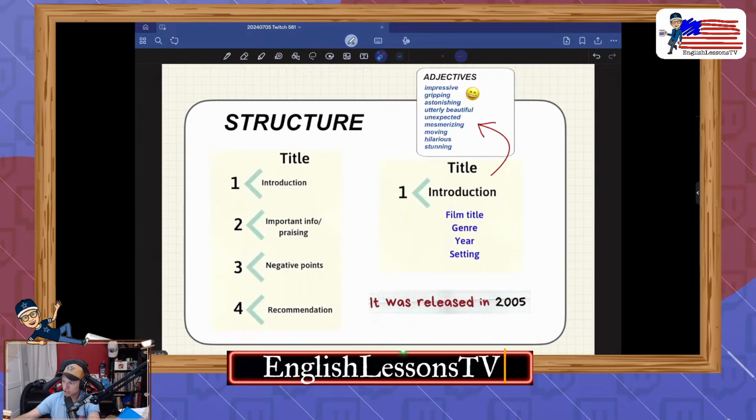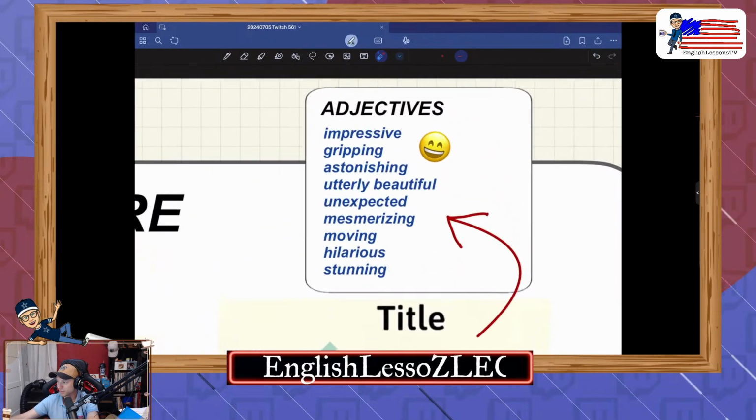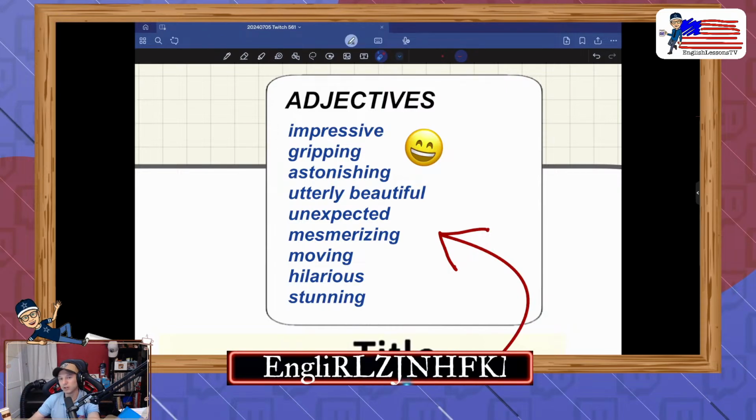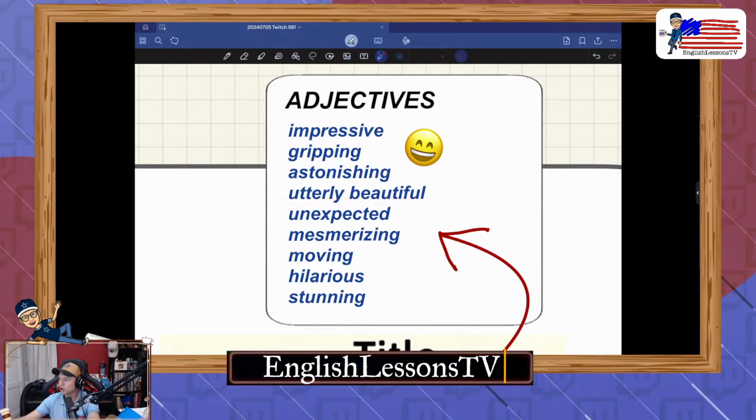When you get the structure, the title should include, in one way or another, something of the expressions that we have commented before. For example, a review about the utterly beautiful costumes of the movie Titanic. Okay? And you're saying that it's utterly beautiful costumes. Okay?